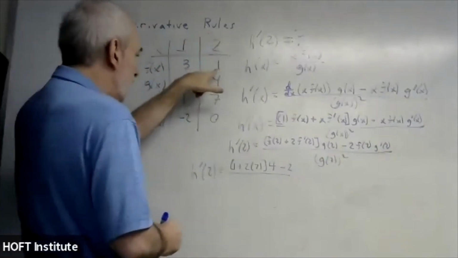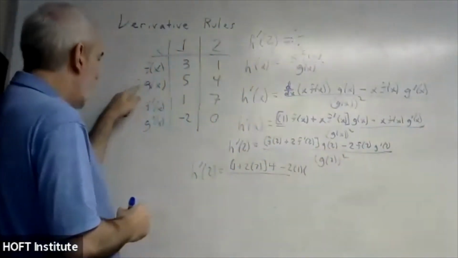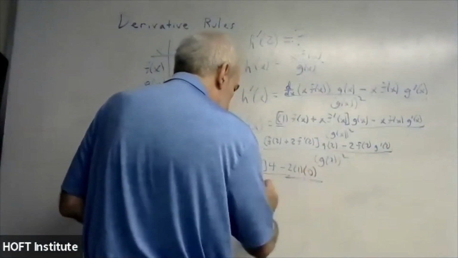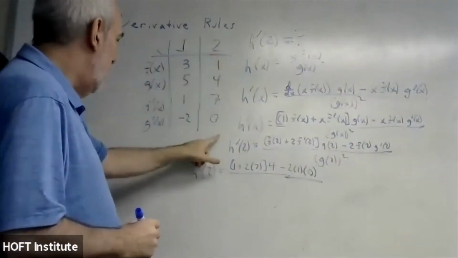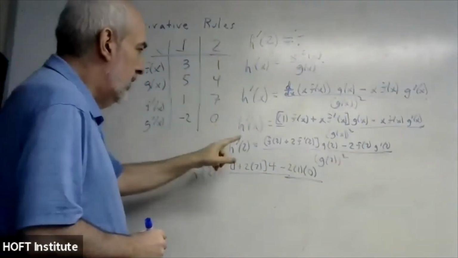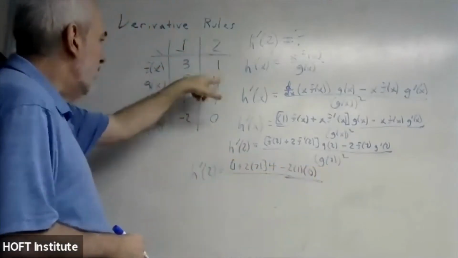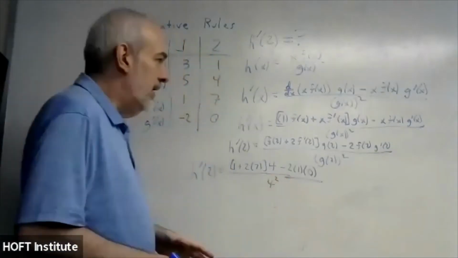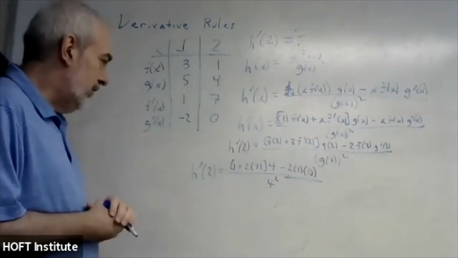f of 2 is 1. The derivative of g at 2 is 0. Well, oh no, that's just regular g of 2. g of 2 is 4. Okay, good. Because we were about to divide by 0, but I was misreading my table. So no division by 0, that's good.